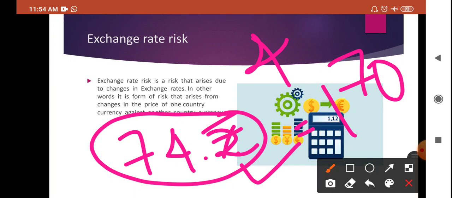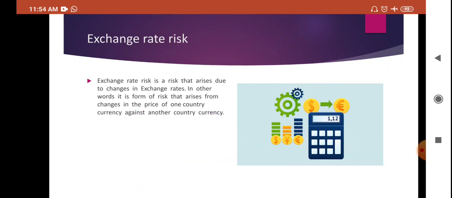Or, if one country is facing financial losses, they may decrease their value, and the price of their currency will decrease. So the causes can be anything, but the fluctuation in the exchange rates, the risk that arises or the loss that is incurred, is called exchange rate risk.